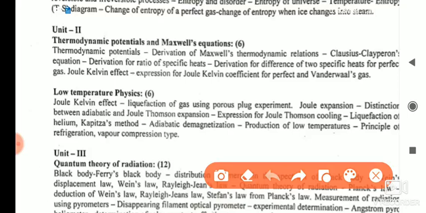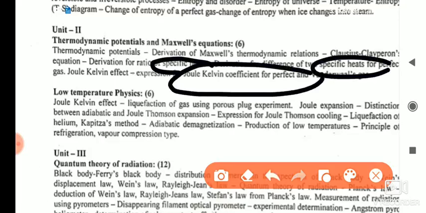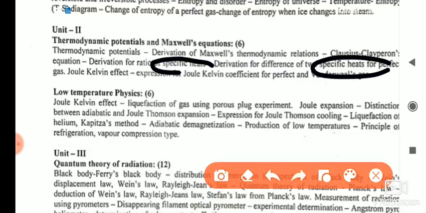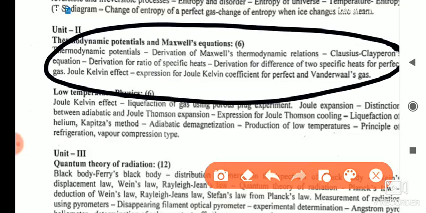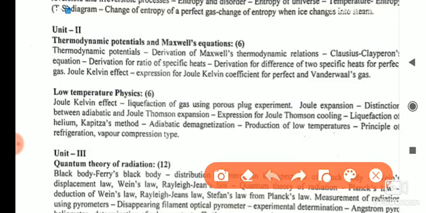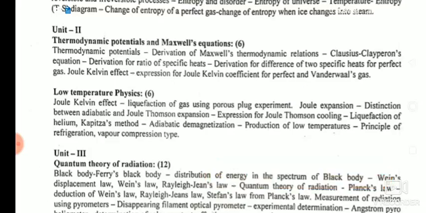Now for short answers, you may be asked the derivation of the ratio of specific heats, the difference of specific heats, and the coefficient of the Joule-Kelvin effect for a perfect gas. Like that, you may ask short answer questions. You may also ask these short answer questions combined in a long answer. So it is better to prepare the complete second unit, first chapter. You will be able to write one long answer question and two short answer questions. This is one of the tricks, because the syllabus is heavy.